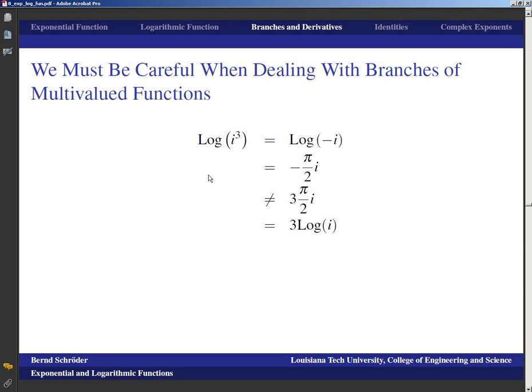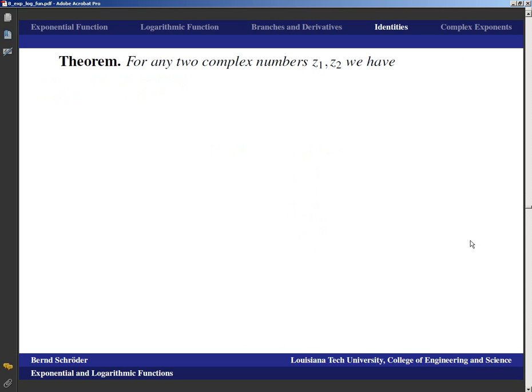And, well, from the real line, we know that you can take the logarithm of a power by pulling out the exponent, and that doesn't work anymore for the principal branch of the logarithm. Well, so what kinds of identities do we have?